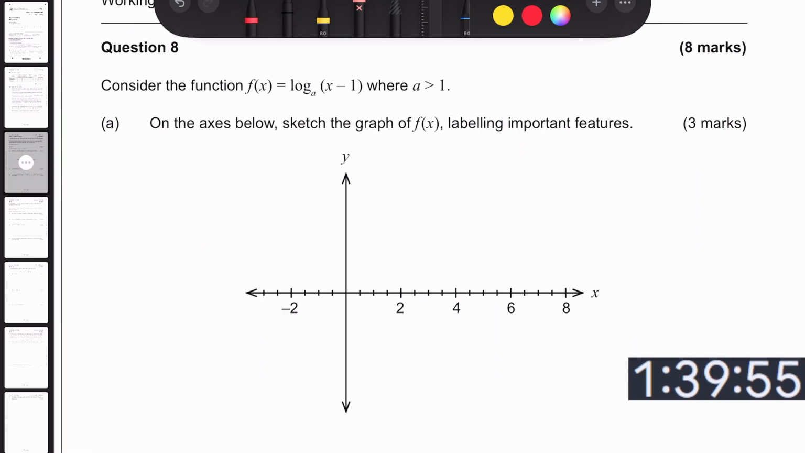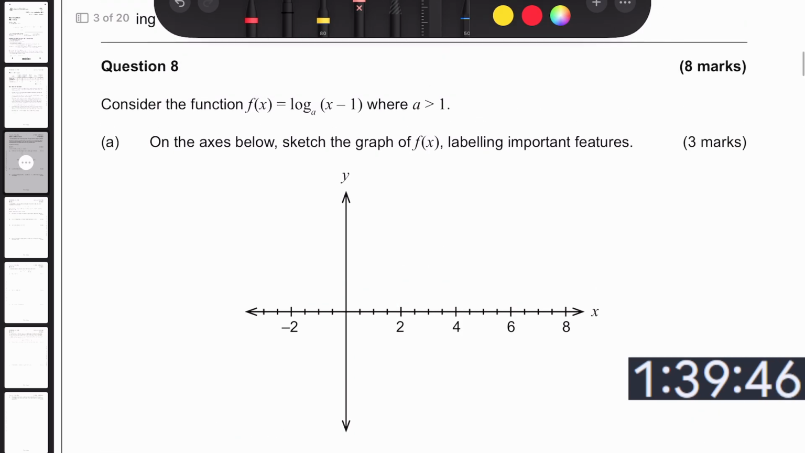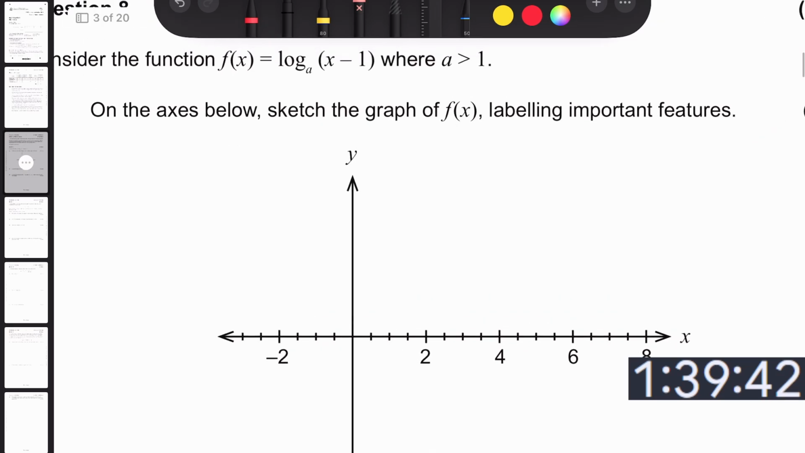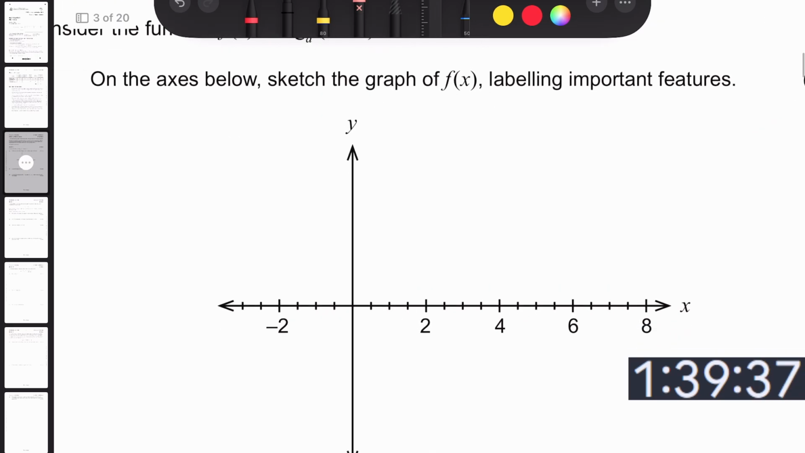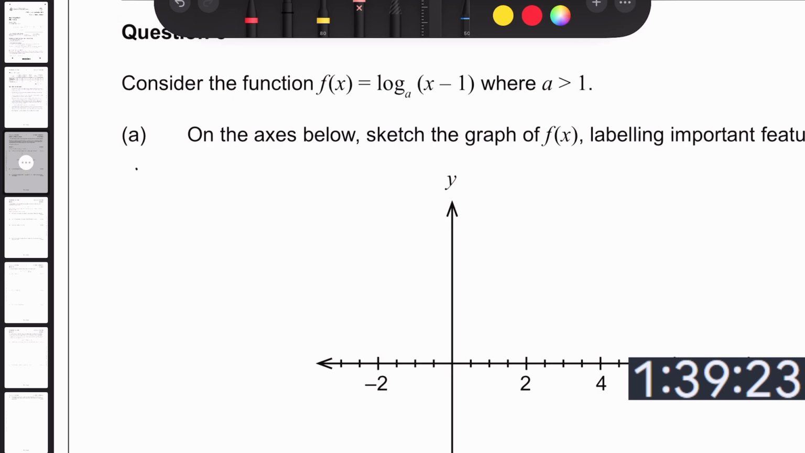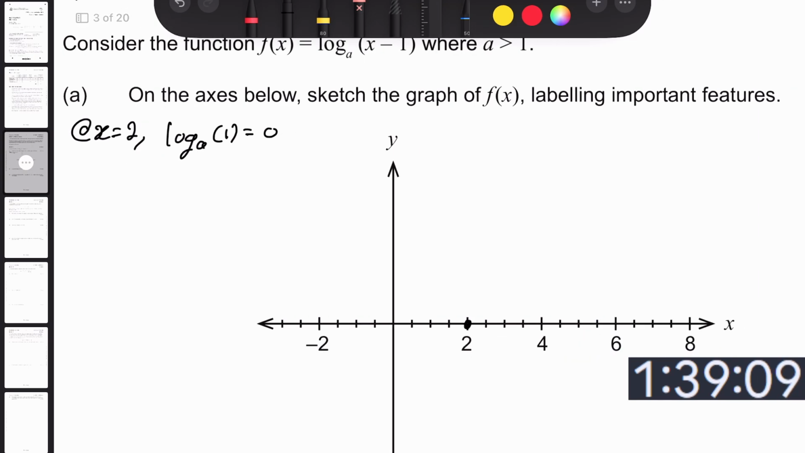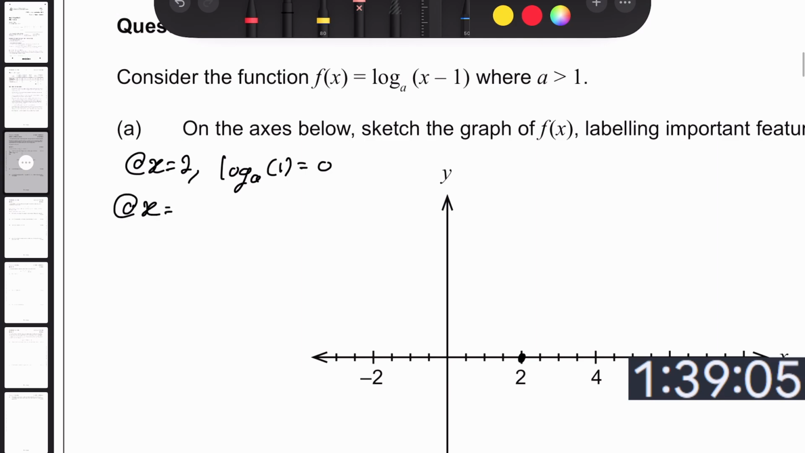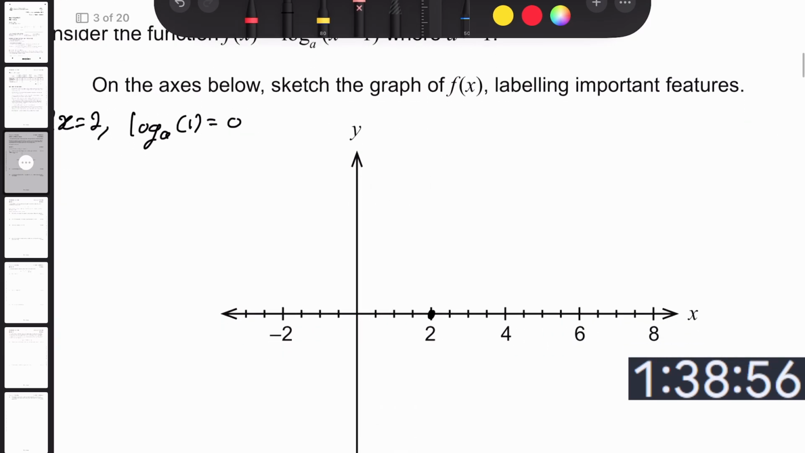Consider the function f of x. Sketch the graph labeling important features, where a is greater than 1. Okay. Let's just do like a of 2, I guess. Oh wait, does it want a general formula? Yeah, I think it does. So let's say at x equals 2, log a of 1 is going to be 0, and then there's going to be an asymptote at x equals 1, something like that.